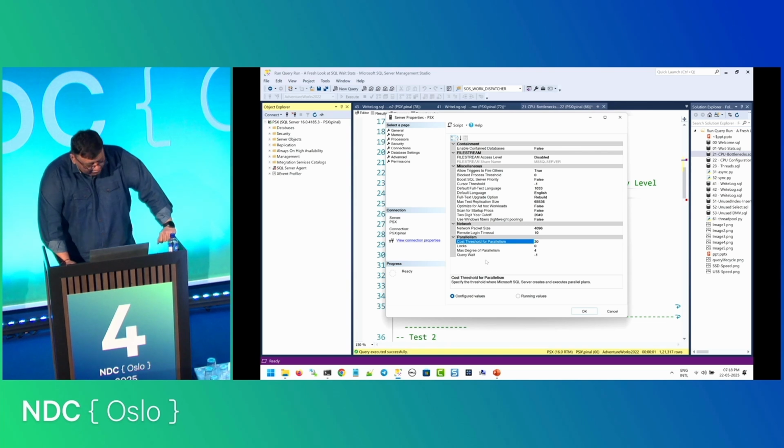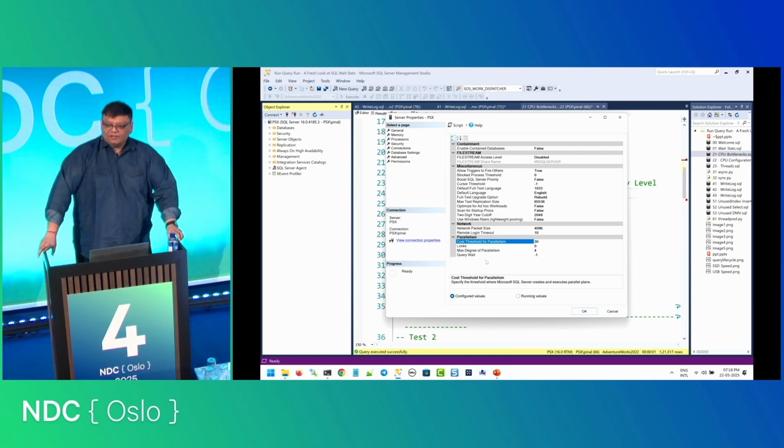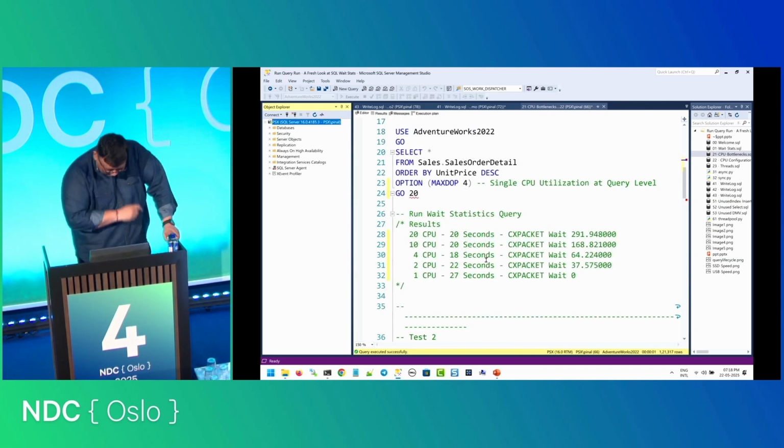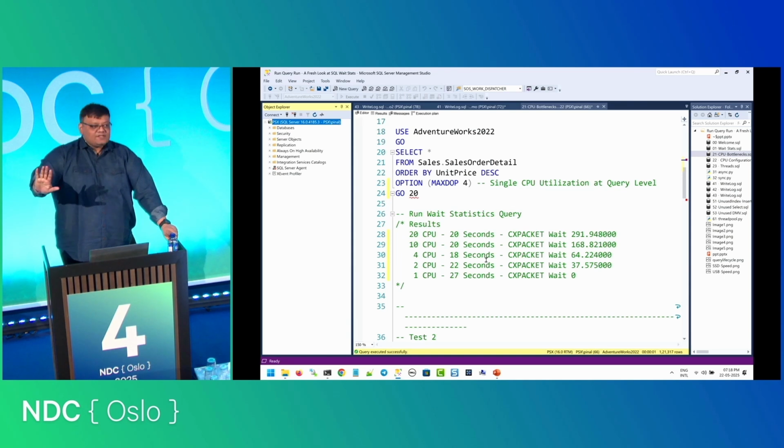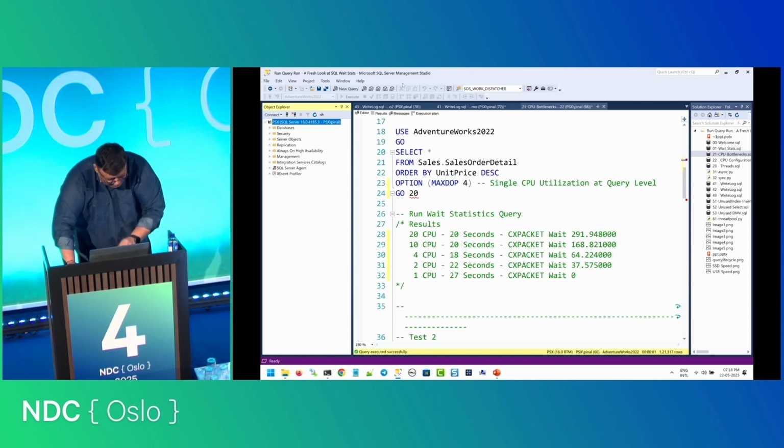Yeah, or you should have told me I can, anyway. Guys, are we clear with this max degree of parallelism? Yes, good. Okay, you are standing here for a while.